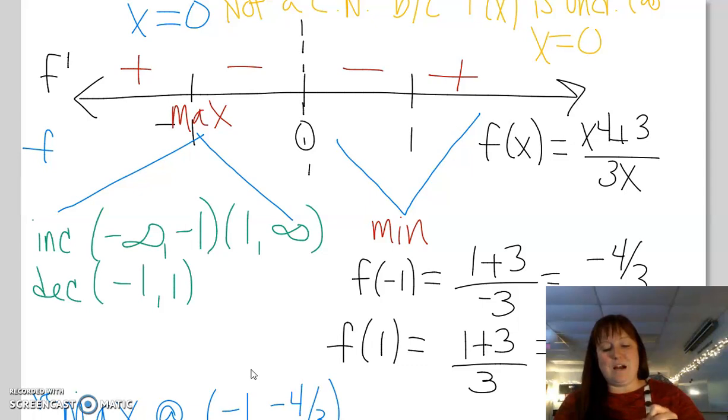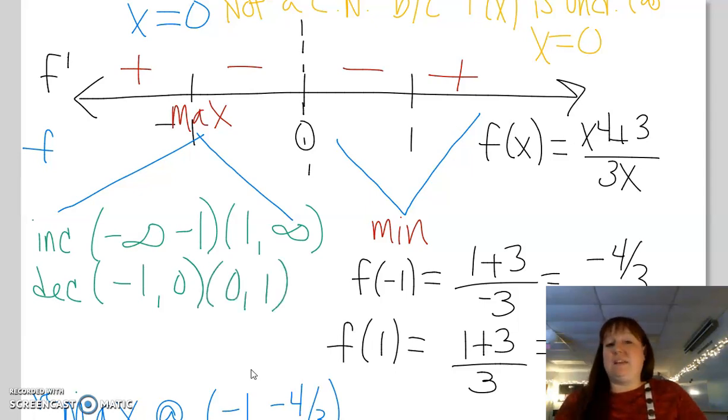Oh, I am not right. It's decreasing from negative 1 to 0 and 0 to 1. Do you know why? Because it can't be decreasing where it's not defined, right? That's an asymptote. It cannot be decreasing at that place.